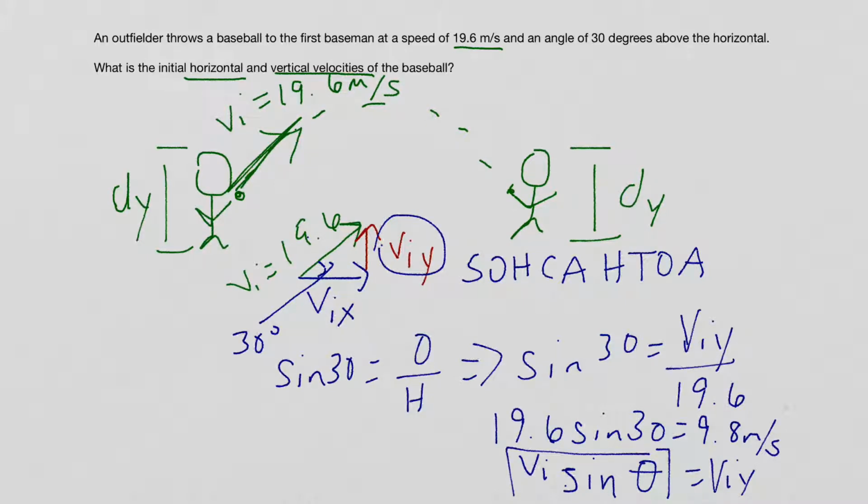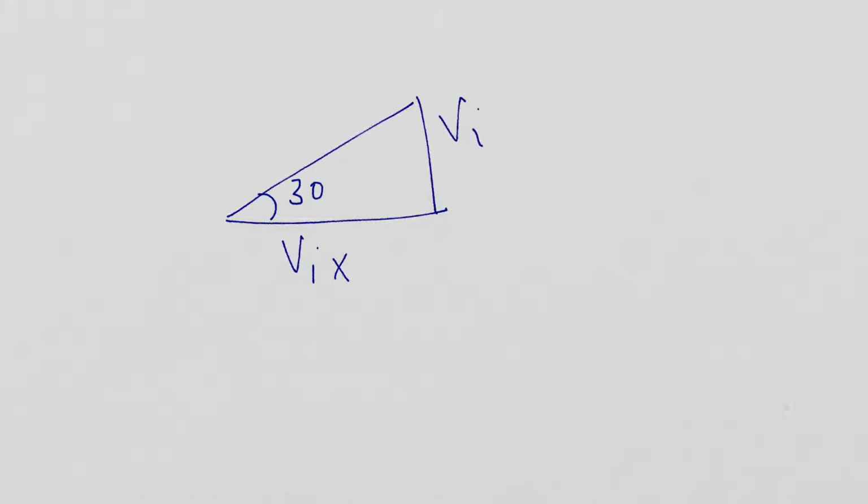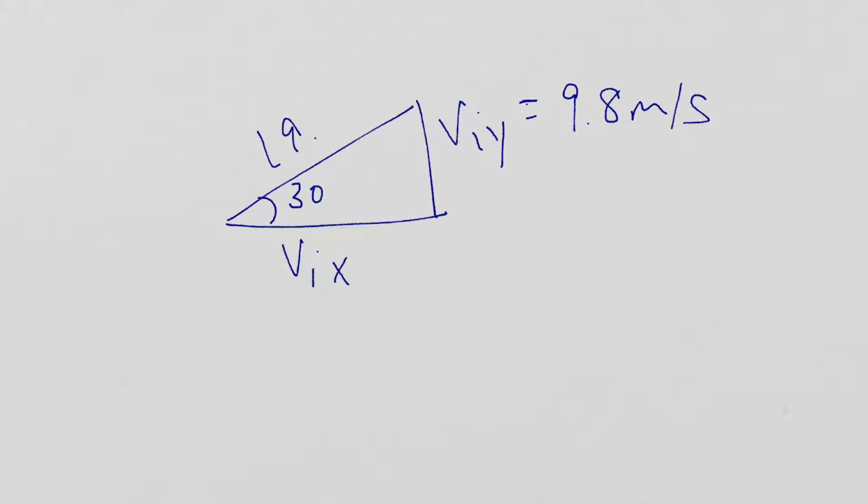So let's add a page so that we can talk about the x direction. Again, we have this. This is our 30. This is VI in the x direction. This is VIY, which we found to be 9.8 meters per second. And this is 19.6 meters per second.